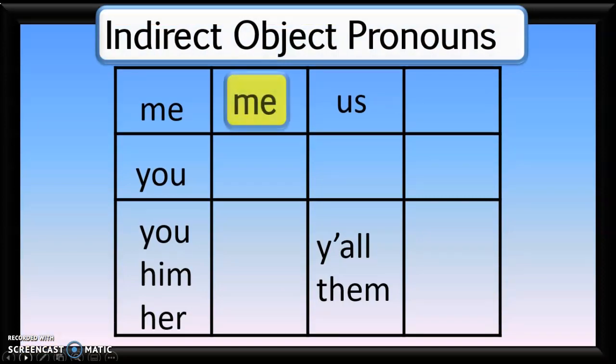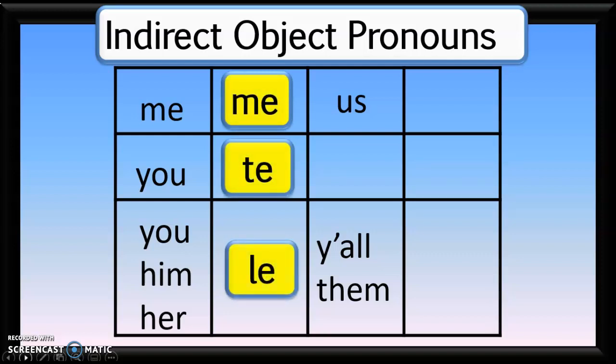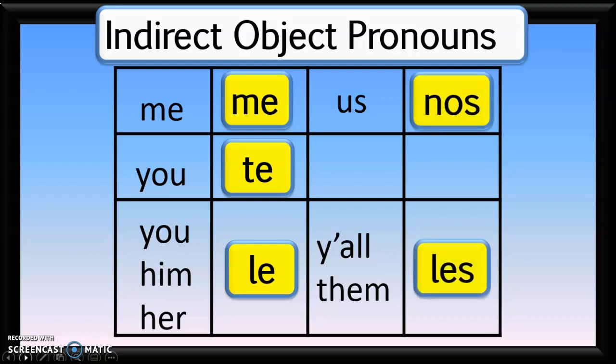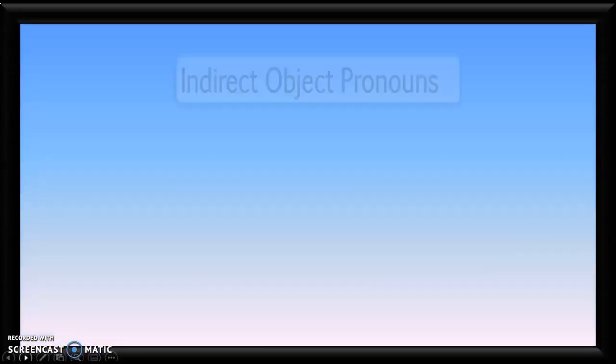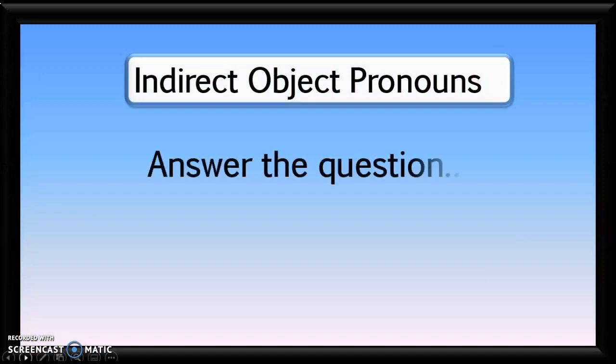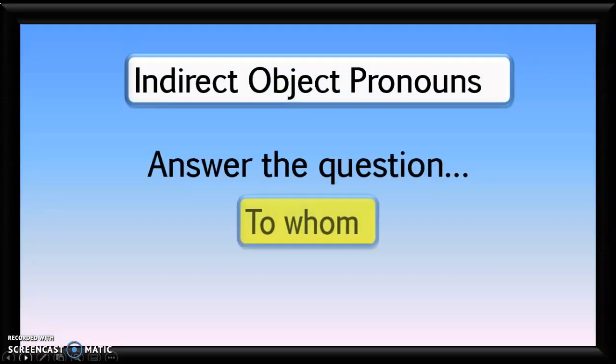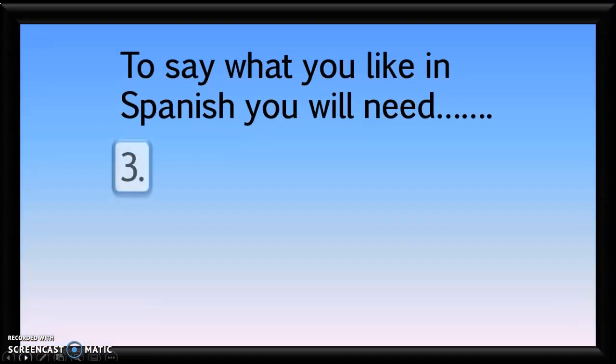Here are the indirect object pronouns in Spanish. For me, you'll use me. For you, te. For you, him, or her, all three, you'll use le. For us, nos. And for y'all or them, use the indirect object pronoun les. So indirect object pronouns answer the question, to whom? In other words, in Spanish, we're going to say, to whom does something please?